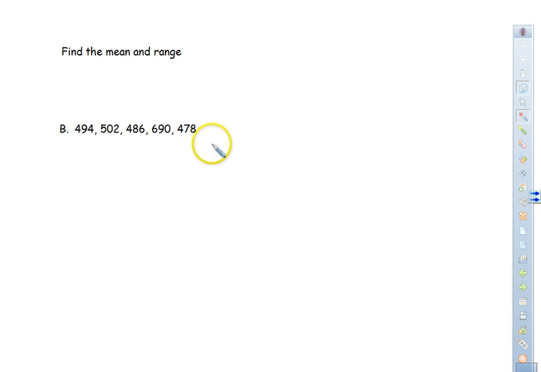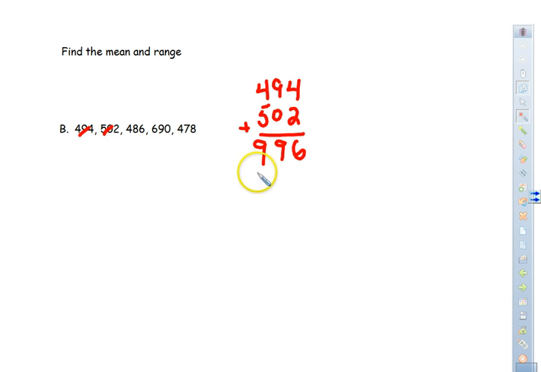Alright, so this is obviously going to take a little more time, a little more accuracy in adding these all together. So 494 and 502. Add those up and I get 6, 9, and 9. That gets rid of those two. Then I'm going to add 486 to this, and I get 12, carry the 1. 17 plus 1 more is 18, carry the 1. 9 plus 1 is 10, plus 4 more is 14.